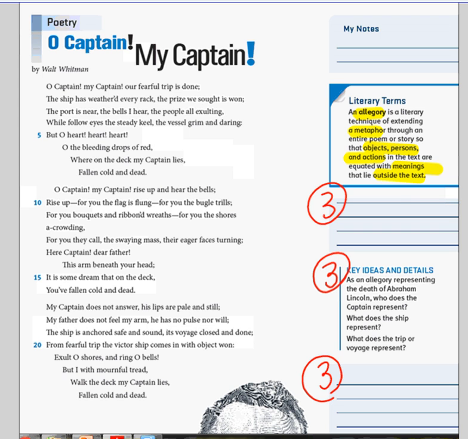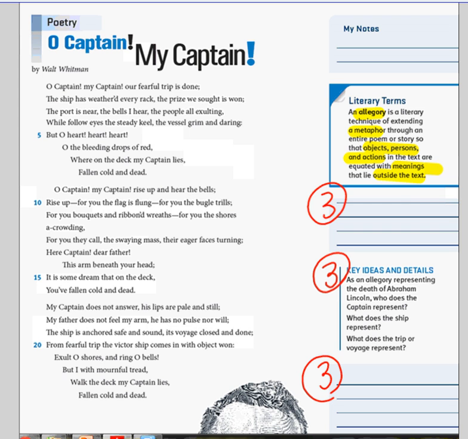"O Captain, My Captain" by Walt Whitman. "O Captain, my Captain, our fearful trip is done. The ship has weathered every wreck. The prize we sought is won."